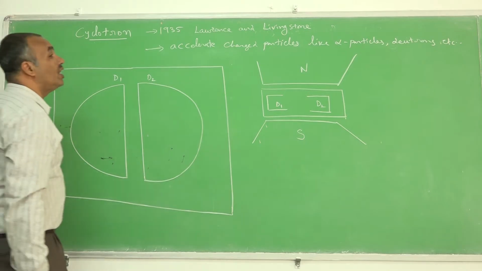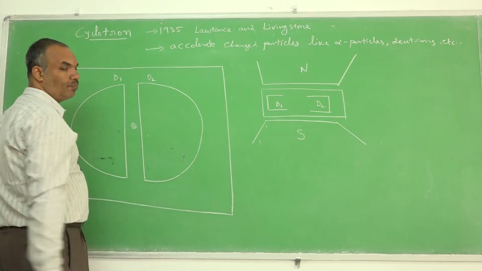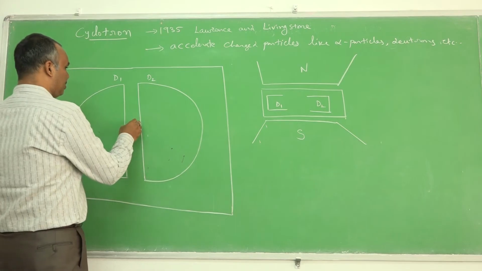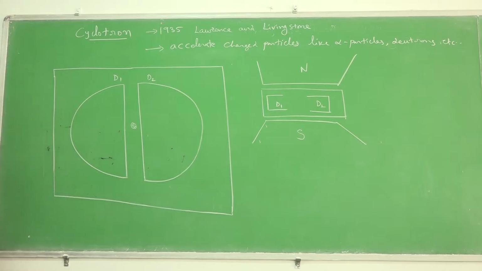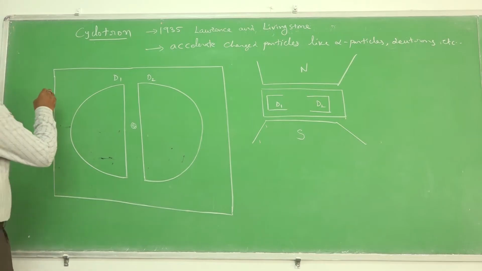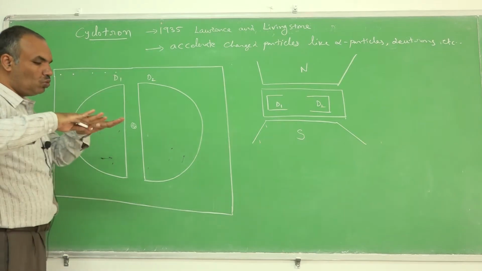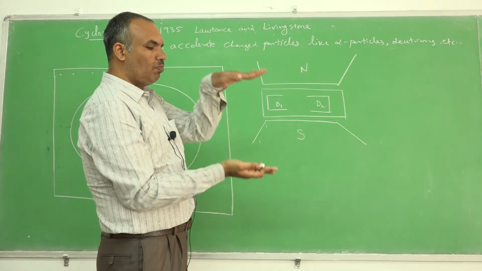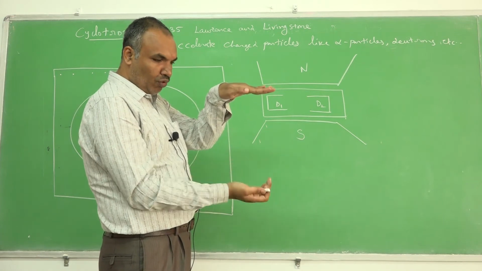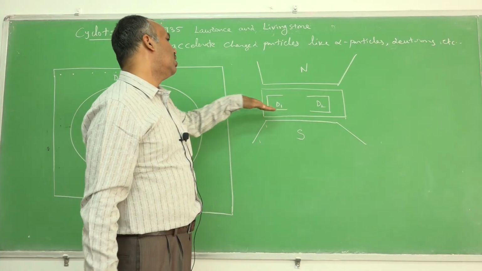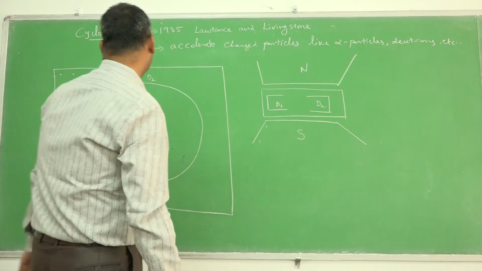Whatever particle you need to accelerate, the source of that particle should be kept in the middle. From this source, the charged particle to be accelerated will come out. Here, the magnetic field is either into the paper or out of the paper. Magnetic poles are kept on the top and at the bottom, so lines of force will cross the surface area of the D's in a perpendicular direction.